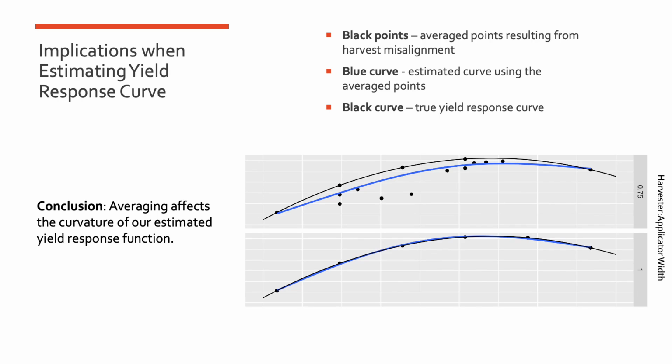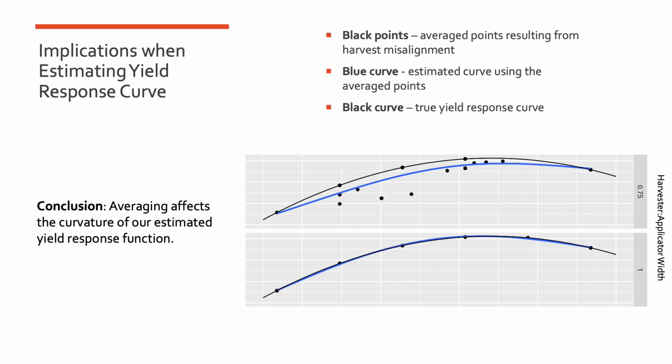This figure highlights the implications of estimating the yield response curve with data that includes harvest misalignment. The example is for a harvester-applicator width ratio of 0.75. The black points are the average points that resulted from the harvest misalignment and also the good points on the field. The blue curve is the estimated yield response when we use these black points, and the black curve is the true yield response function.